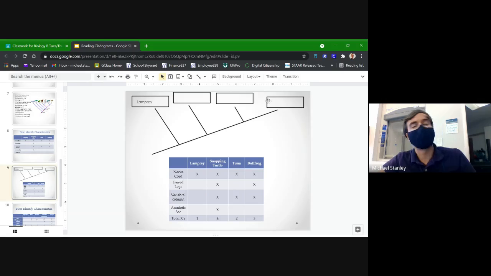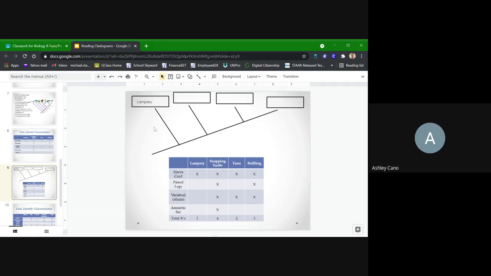So as we go up our cladogram, we're going to fill in from the fewest number of traits to the most number of traits. So lamprey only had 1 trait. He was the least similar, so he goes at the very beginning. Which organism has the next fewest number of traits? It would be the tuna.